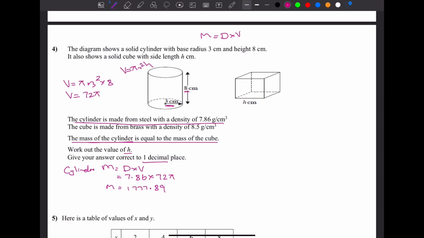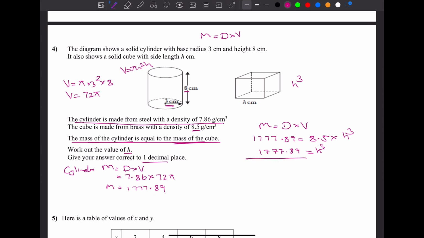On the next one, what do they say? That's equal to the mass of the cylinder, which is what we worked out, is equal to the mass of the cube. Yeah, cool. Mass is density times volume. What is the mass of the cube? It's technically the same thing, isn't it? 1777.89 equal to, what is the density of that? 8.5. What's the volume of the cube? Oh, it's a cube, so h times h times h, which is h cubed.